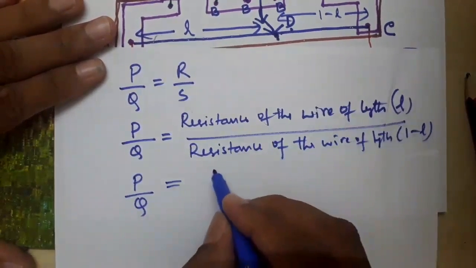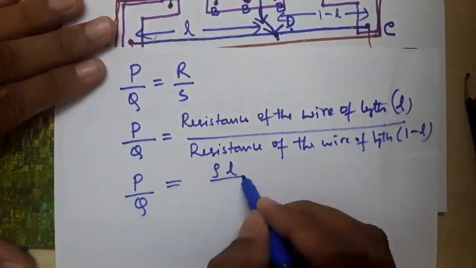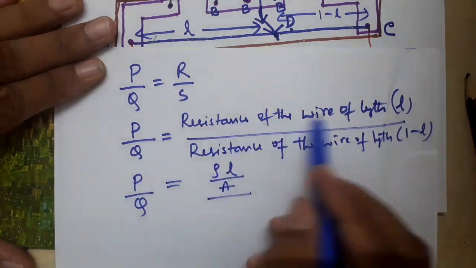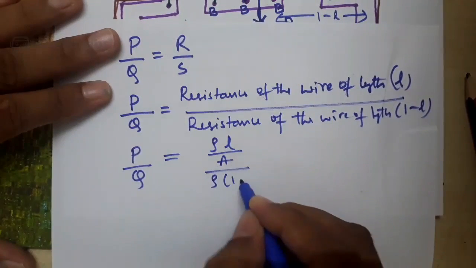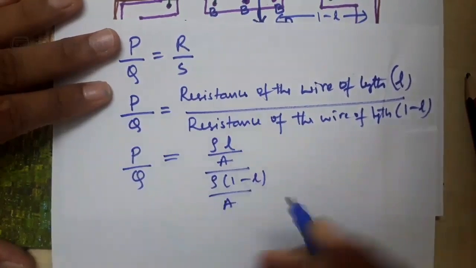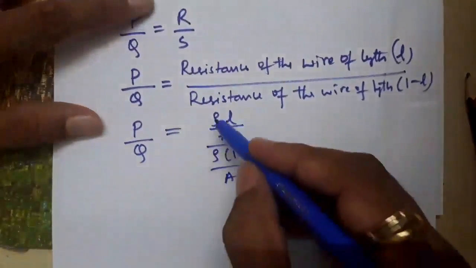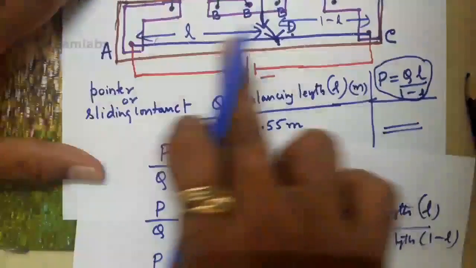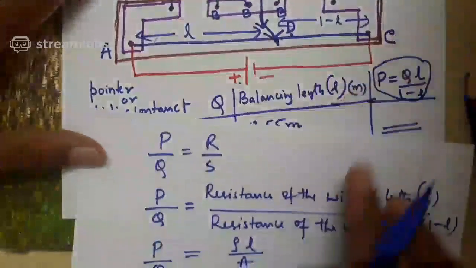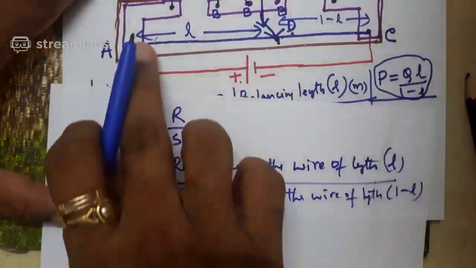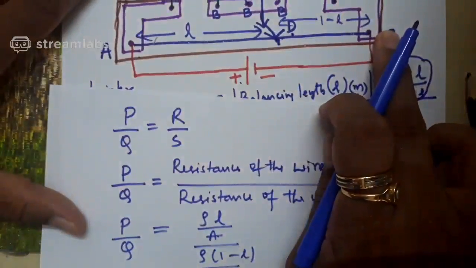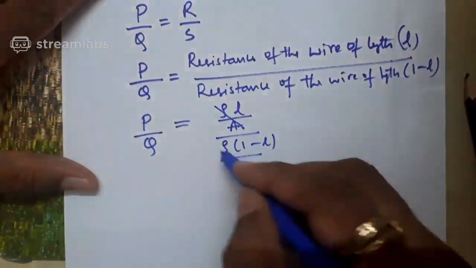Resistance of the wire of length L can be replaced as rho L by A. R is equal to rho L by A. Resistance of the wire of length 1 minus L is rho into 1 minus L by A. In both numerator and denominator, rho is the same because it is the same wire, same material from A to C. A to D and D to C are the same material. Even A is the same because it is a uniform wire, I said in the beginning when I gave the description. That means, can I cancel rho by A here?